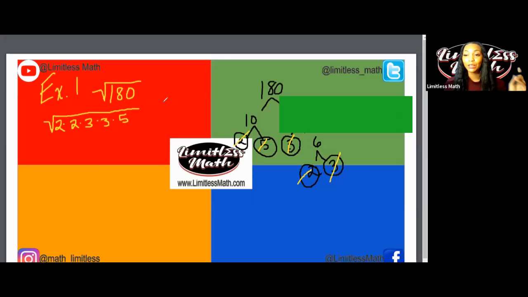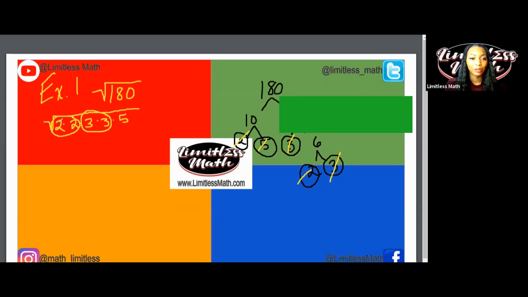So since this is a square root and square root is 2, right? Anytime we have a pair of a number or a variable or whatever, we can circle it and it can come out of the radical. So we can circle 2 and 2 because there's 2 of them, that's a pair. And same thing for 3, there's 2, so we can circle it. The 5, however, there's only 1. It doesn't have a pair, so it doesn't get to be circled and come out, okay?